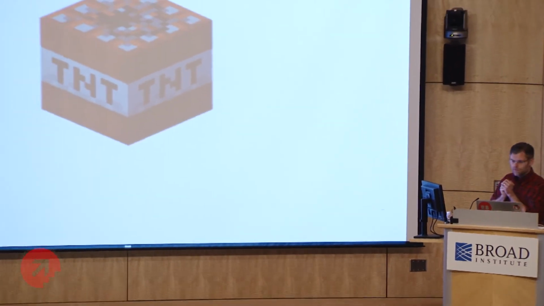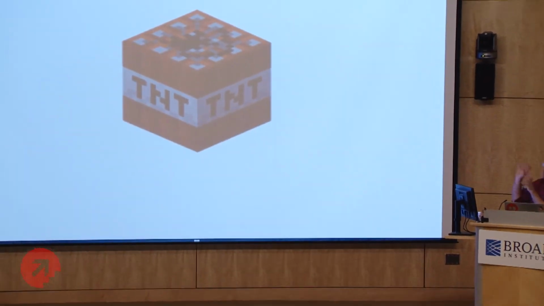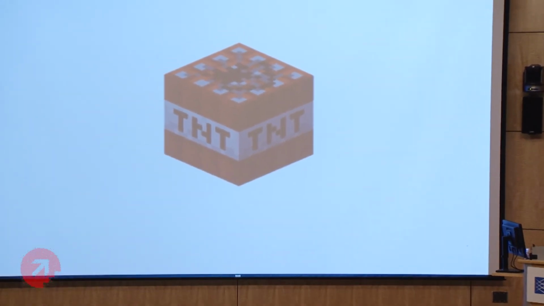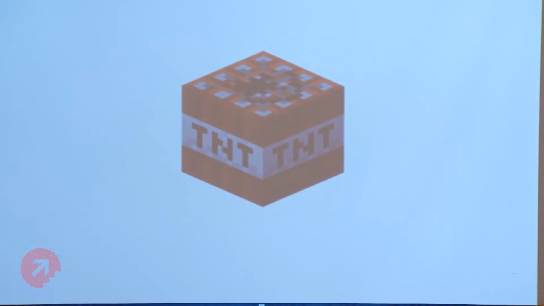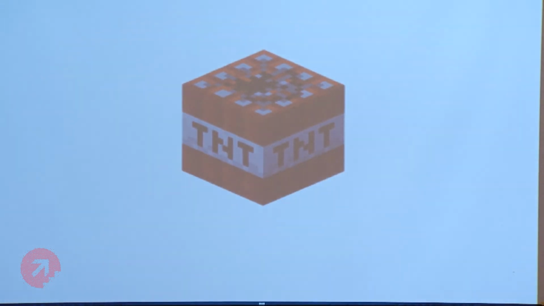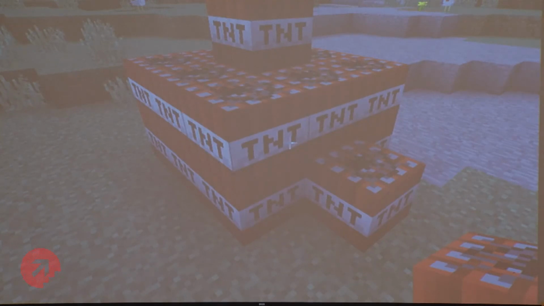This is a block of TNT in Minecraft. And so this is a low entropy state. And this is compositional. You can take two of these and put them together. But imagine that in Minecraft you could take composite blocks and build from those. Minecraft is not as compositional as we might like. But we can build structures from this, right?